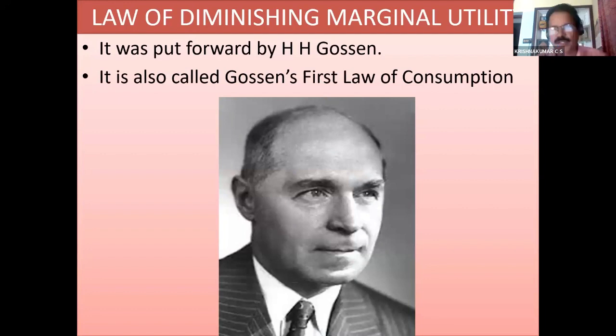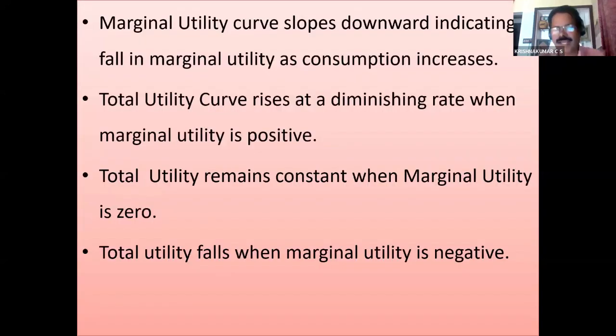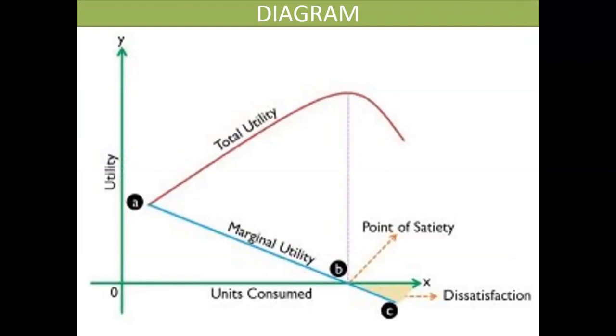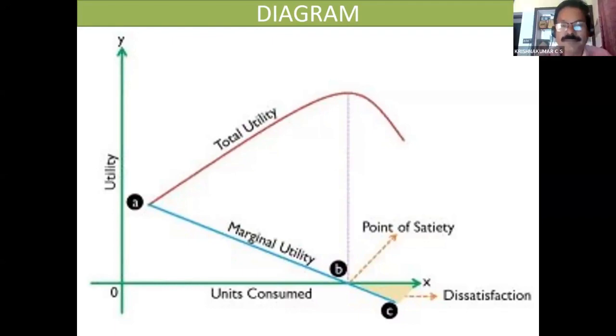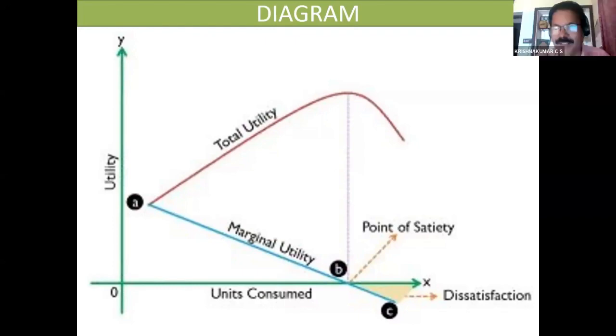As we consume more of a commodity, the marginal utility keeps falling, and finally it will become negative. Let us have a look at this diagram alone. Can you explain this diagram? Anybody? Total utility initially increases, reaches its maximum, and then it falls. How does it increase? Any speciality for that increase? It increases at a diminishing rate. Yes, that has to be mentioned. Total utility increases at a diminishing rate.